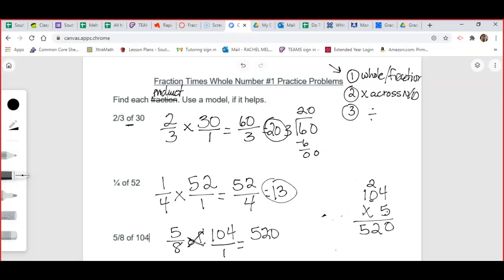Now I know that sounds crazy. You're like, oh my gosh, that's a huge number. It's okay. It doesn't matter if it's a big number or not. Okay, that's the answer we got, so that's okay. Okay, and then everyone, 8 times 1 is? 8.